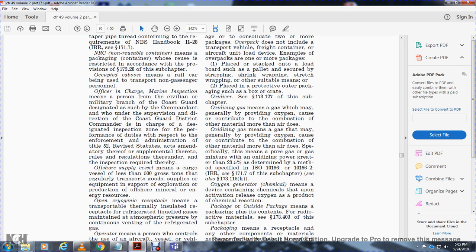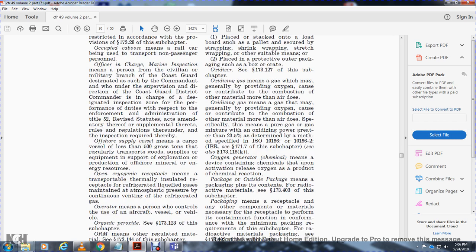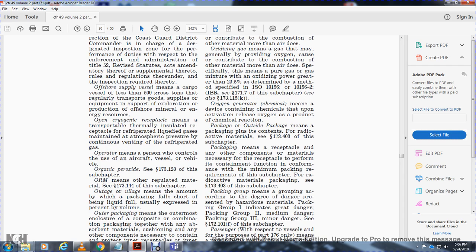Oxygen generator, chemical, means a device containing chemicals that upon activation release oxygen as a product of a chemical reaction. Package, outside of the package, means the packaging plus its contents, for radioactive material see 173.403 of this subchapter. Packaging means a receptacle and any other components or materials necessary for the receptacle to perform its containment function, and to ensure compliance with the minimum packaging requirements of this subchapter. For radioactive material packaging, see 173.403 of this subchapter.